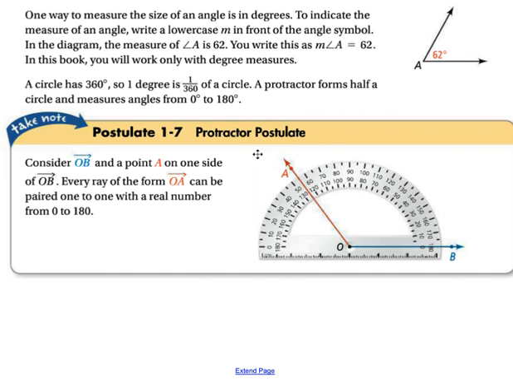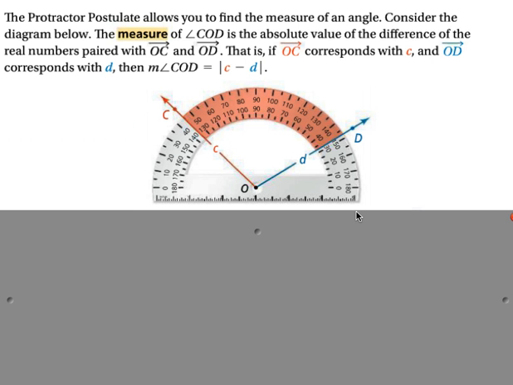So our protractor postulate says that if we have 2 rays, OB and OA, every ray of the form OA can be paired 1 to 1 with a real number from 0 to 180. Basically what that's saying is every angle has a measure between 0 and 180. So that protractor postulate allows us to find the measures of angles.